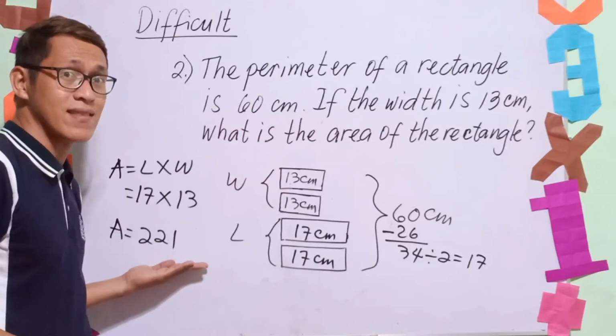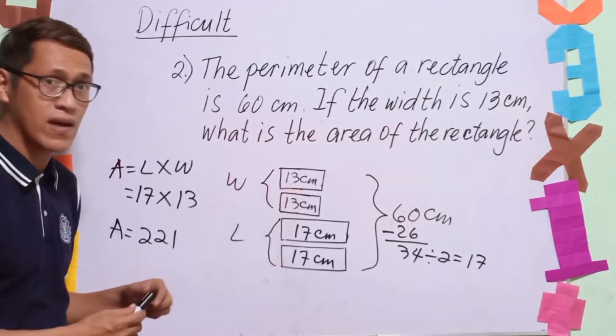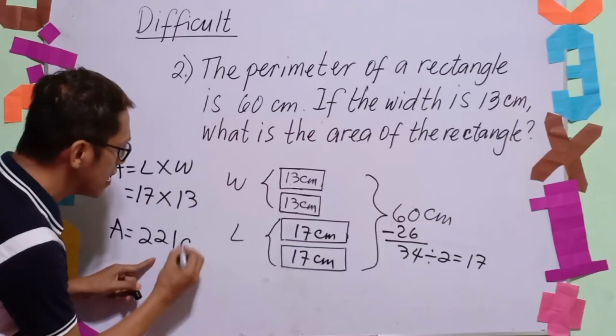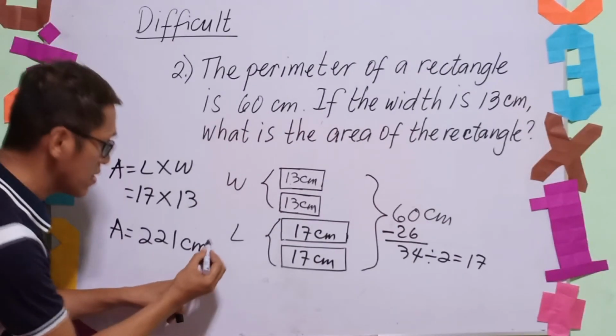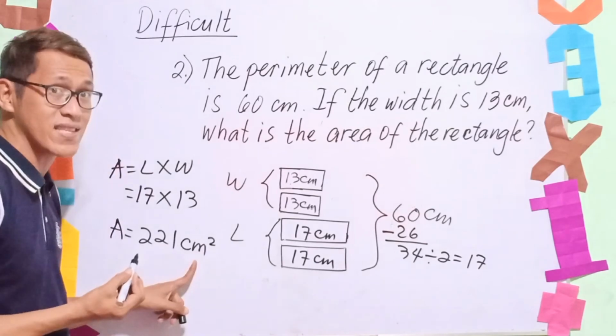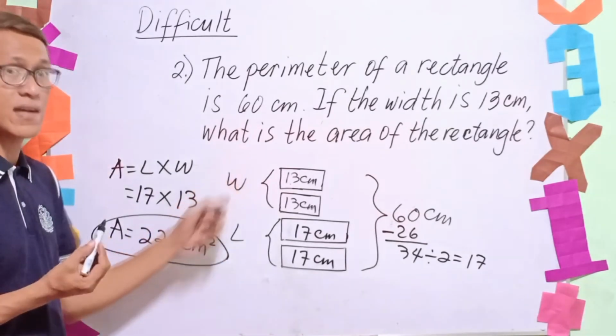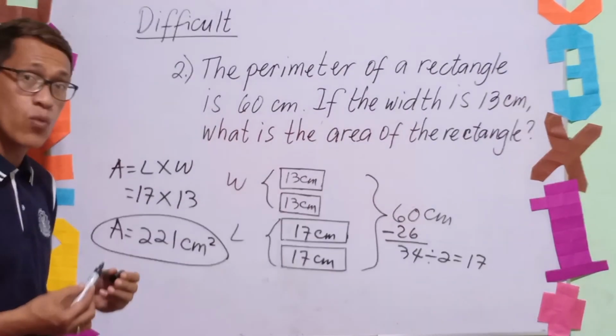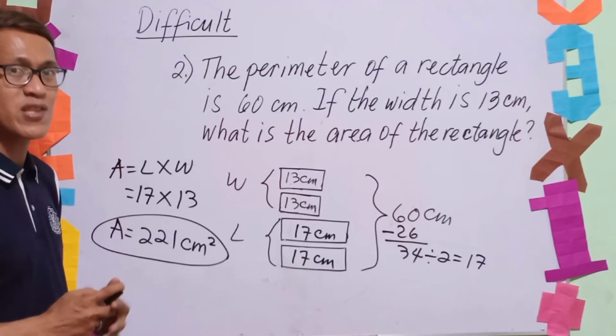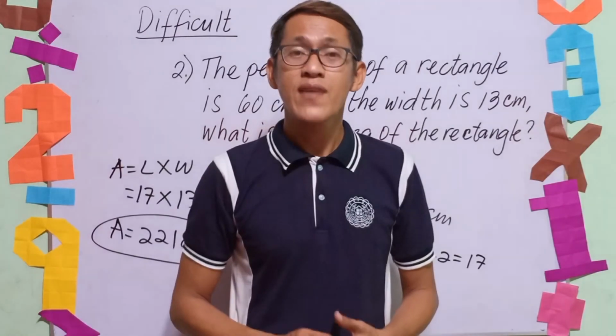We have to write the correct unit. The unit given here is cm. Since this is area, so we use cm squared or square centimeters. So our answer is, the area of this rectangle is 221 square centimeters.